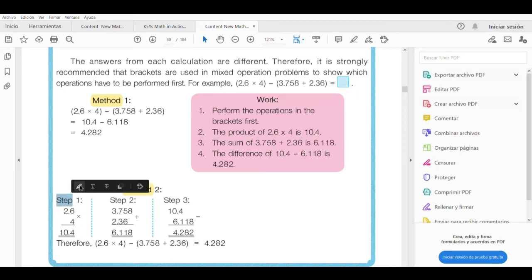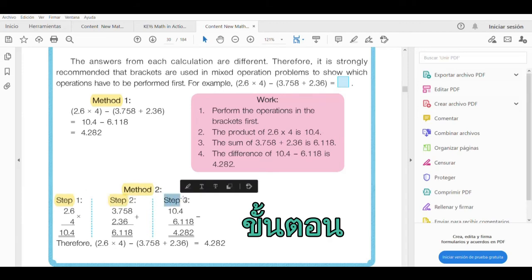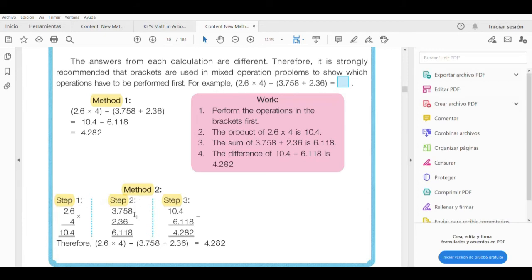And we have another word that I want you to learn. Step. Step 1, step 2, step 3. So we have step 1, multiplication, step 2, addition, because these are the operations inside the brackets. And finally, you see the last step is the operation without brackets. And this is the final result, the final answer.